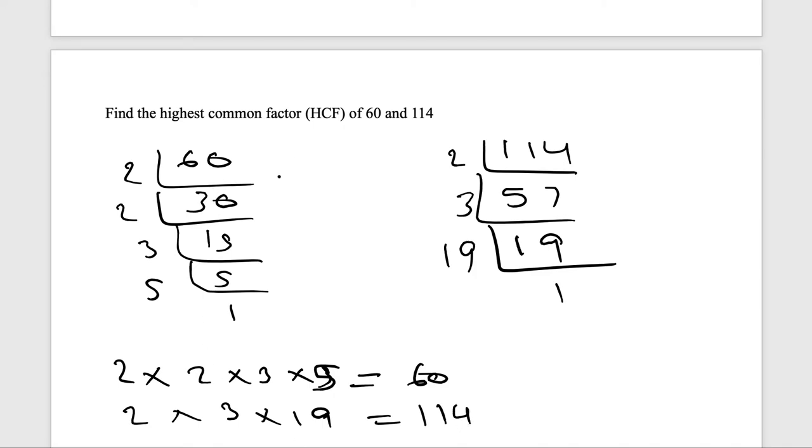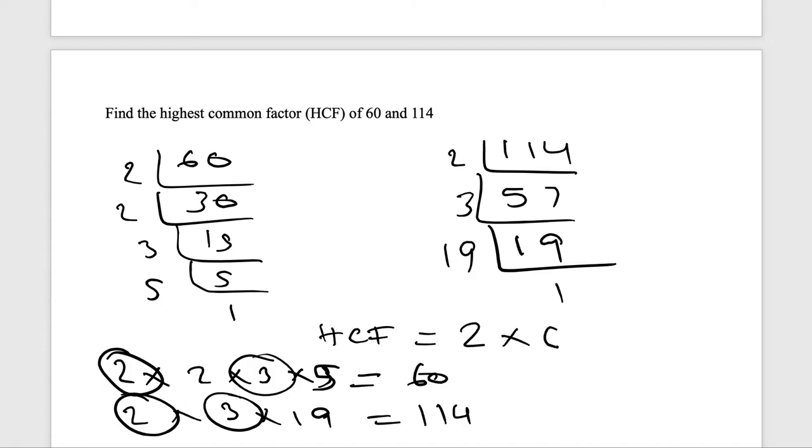Now, in order to work out the highest common factor, let's circle the numbers in common. 2 and 3. Those are the numbers in common. So we have our HCF as 2 multiplied by 3, and that would get you an answer of 6. Okay, so 6 would be your highest common factor.